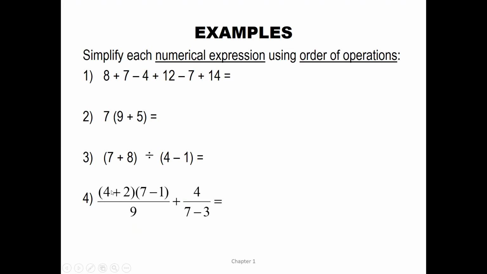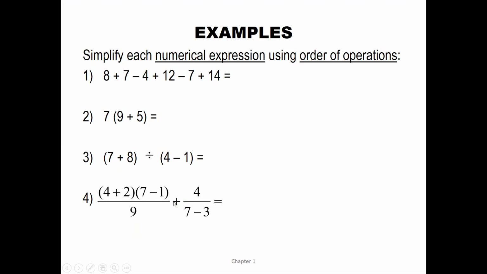Here is a little more complicated equation. Okay, we have 2 parentheticals. 4 plus 2 is 6. 7 minus 1 is 6. Then we multiply them. Okay.